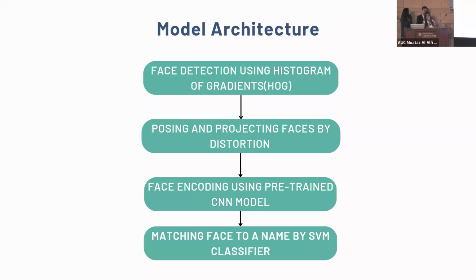Next is the posing and projection of faces by distortion, in which we use face landmark estimation to extract the basic features that are found in every face, such as the inner corner of your eye, the edge of your eyebrows, your chin, and so on.